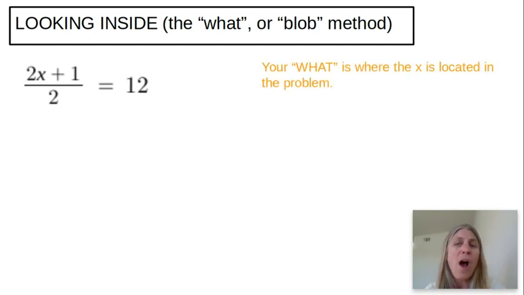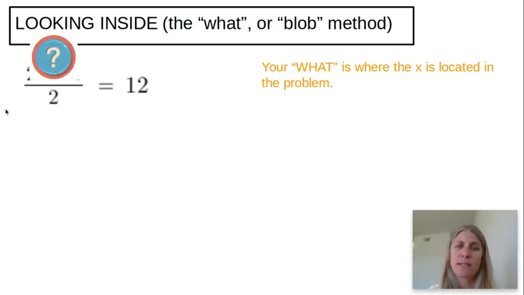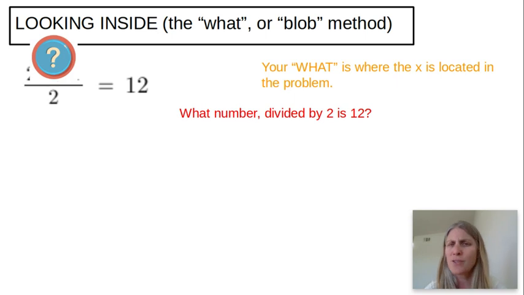Your what is where the x is located. So here my entire numerator is my what. Then I answer the question: what divided by 2 is equal to 12? This is an easy question for you to answer. Well, what divided by 2 is 12? And that, of course, is 24.